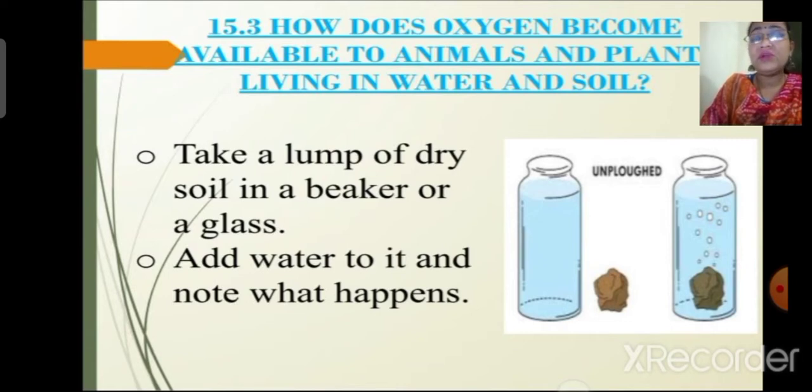As I've already explained, the bubbles you observe are due to the air present in the soil. It's the space which is occupied by air. That means, children, when we put this lump of soil in the water, the space where air was previously present is now occupied by the water, and the air in the soil gets mixed up with the water and rises to the surface in the form of bubbles.